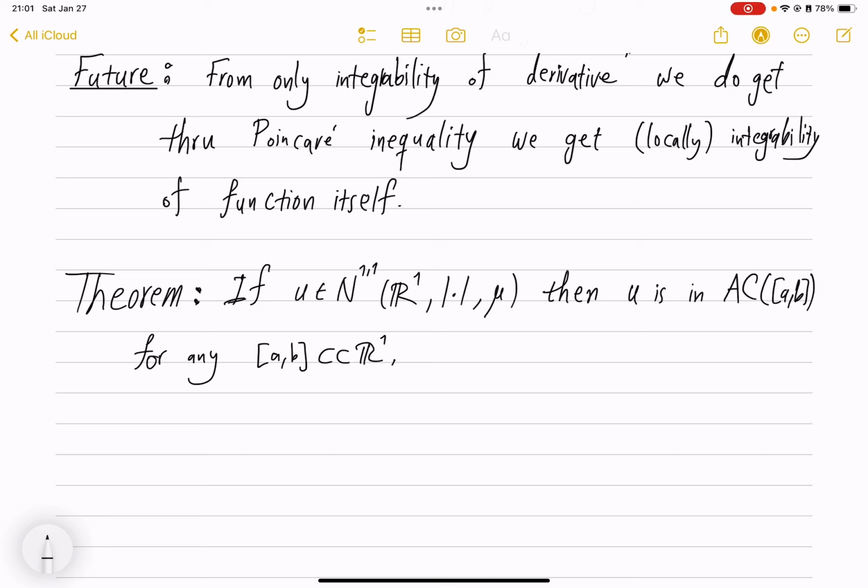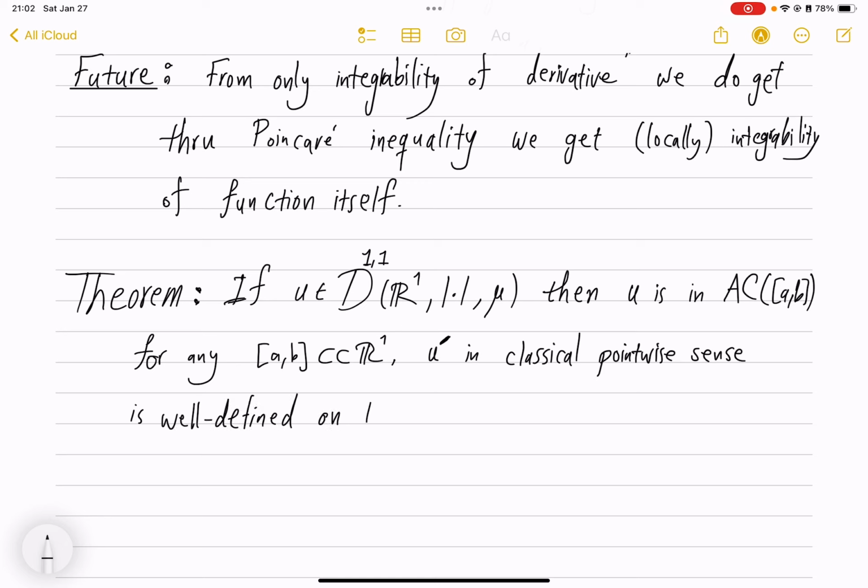Moreover, I'm going to actually just assume that its upper gradient belongs to L1. So we know that this is an AC function, so u prime in the classical, pointwise sense, we know that if you have an AC function on a compact interval, the derivative exists almost everywhere. It is well defined on all of R1 because the derivative is a locally defined object, and if you have this for every compact interval, you get that.